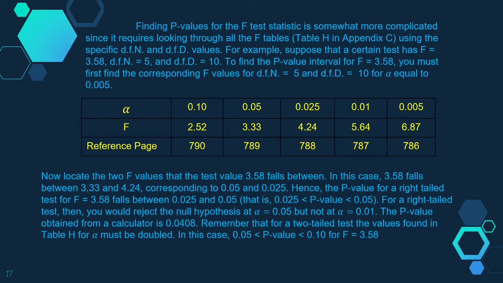The p-value obtained from a calculator is 0.0408. Remember that for a two-tailed test, the values found in table H for alpha must be doubled. In this case, 0.05 is less than p-value less than 0.10 for F equal to 3.58.